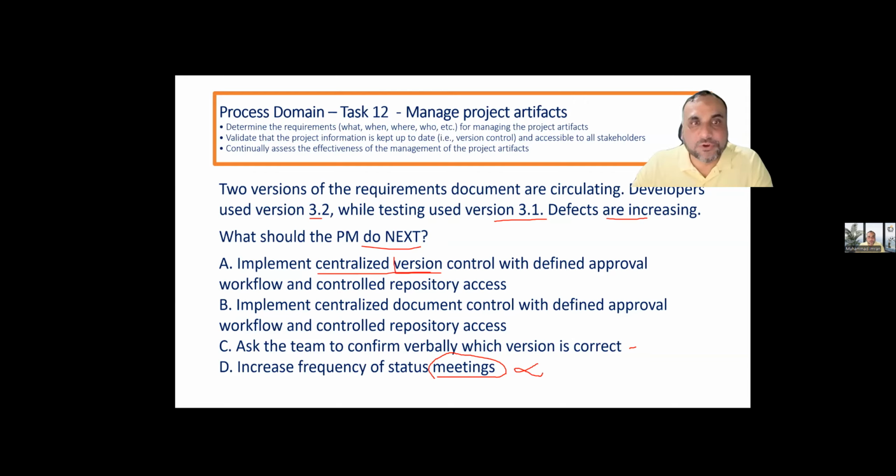Because version control is the appropriate word. Document control is actually the part of version control. That's why A is correct. The wording has to be very specific. One word will change the answer. Remember that.